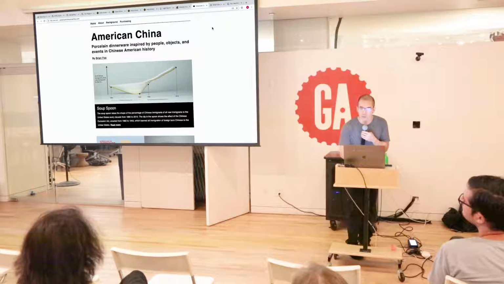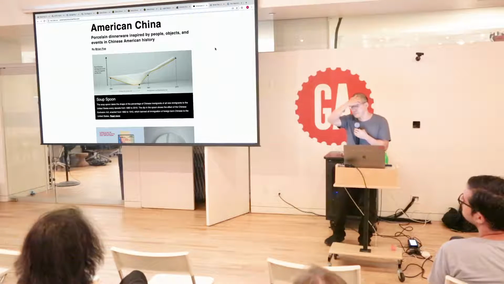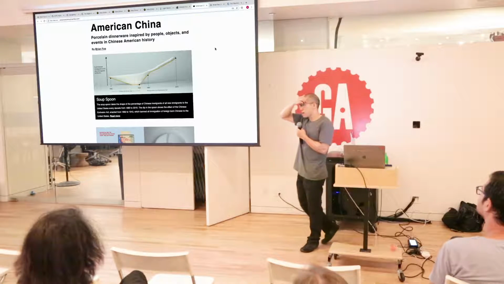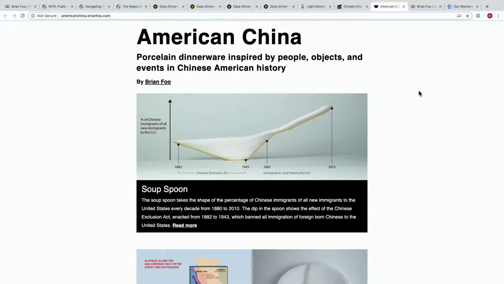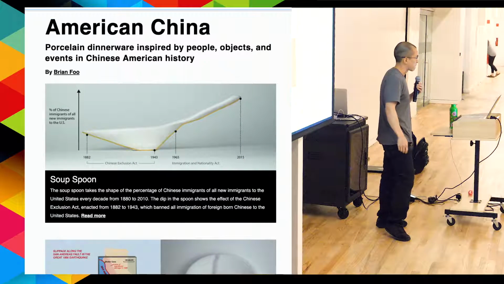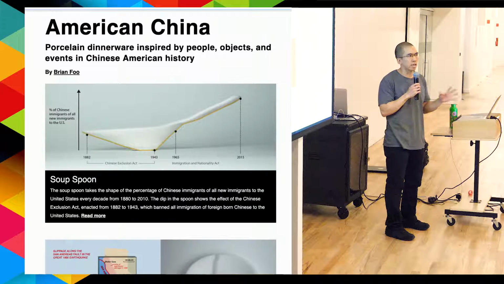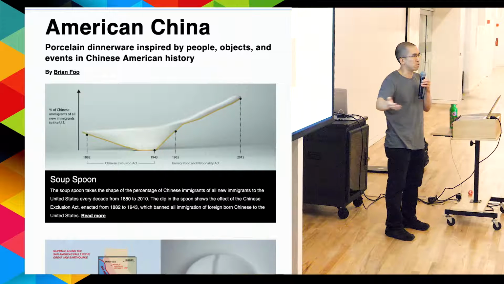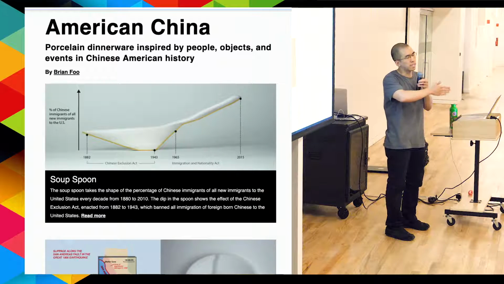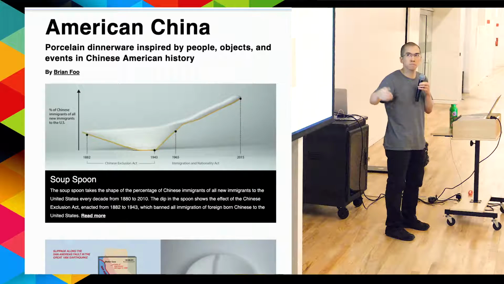I also had a couple of personal projects using porcelain dinnerware as a medium. This was me trying to learn more about my own family history as well as Chinese American history. My family came here in the early 1900s. And this is around the Chinese Exclusion Act that basically made it illegal for new immigrants to come from China. This happened between the late 1800s all the way through to the 1940s.